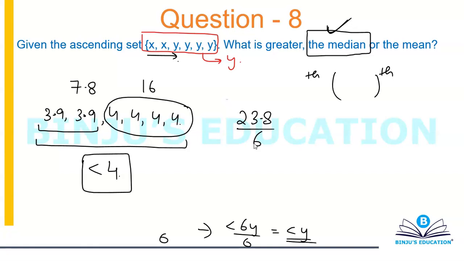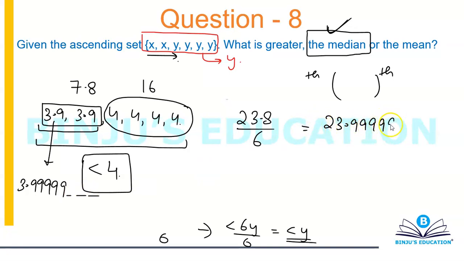Even if you take these two terms to be 3.99999 and so on and so forth, you will get your result as 23.999999 divided by 6, which is again less than 4. So unless and until these two terms, 3.9 and 3.9, are 4, your average will always be less than 4.